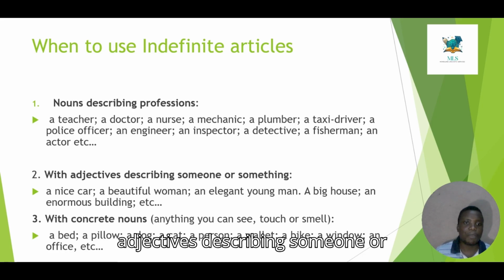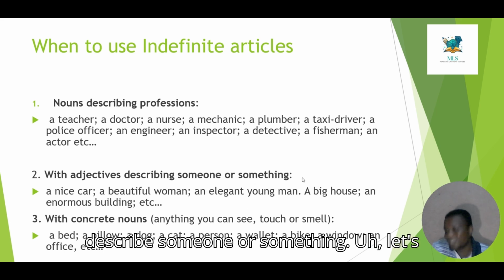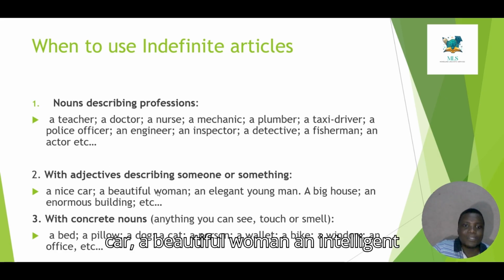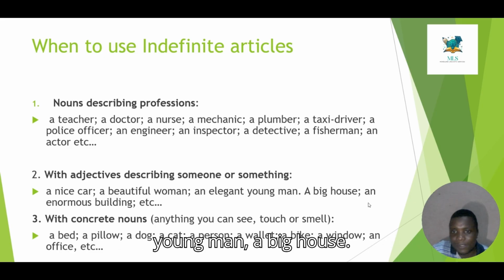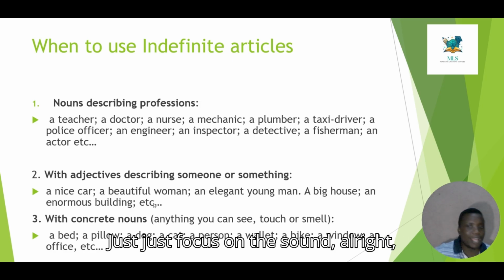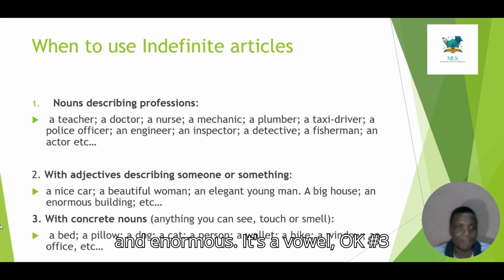Number 2, with adjectives describing someone or something. Of course, adjectives describe someone or something. Let's go. We can say a nice car, a beautiful woman, an intelligent young man, a big house, an enormous building, etc., etc. Just focus on the sound, all right? Just after it. So a big house, and enormous, it's a vowel, okay?